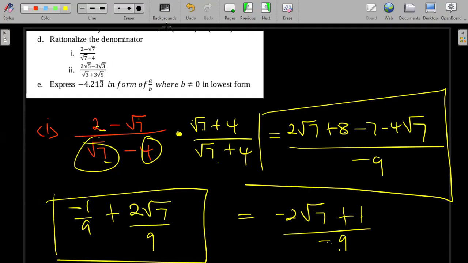All right, so let's look at the other question. We're trying to rationalize this one here. We use the same concepts that we have been using.